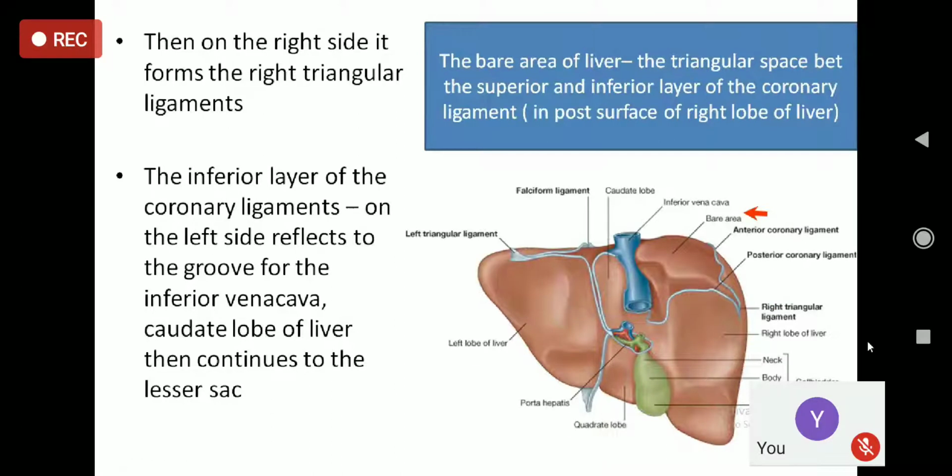Then on the right side, it forms the right triangular ligament. So this one is the right triangular ligament, which is formed by the union of the superior layer and the inferior layer of the coronary ligament. The inferior layer of the coronary ligament on the left side reflects to the groove for the inferior vena cava. So this is the groove for the inferior vena cava, and the caudate lobe of the liver then continues as the lesser sac. So this is the lesser sac.